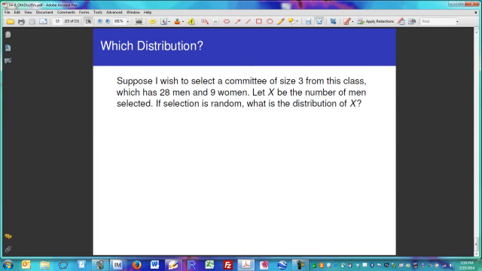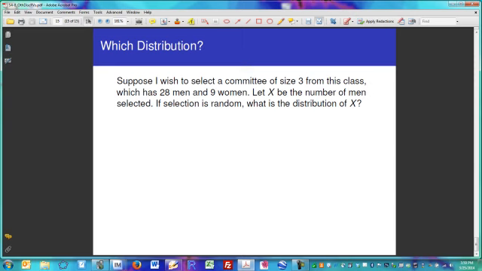It's similar to drawing aces from a deck. We have a finite number of people in a collection, so we have 28 men, 9 women, so a total of 37 in the collection, and they're split into two classes, men and women, and we want to count the number of, say, type 1 people selected when we take 3 from the class, and the type 1 in this case is men. So indeed, this does seem to fit the hypergeometric situation.